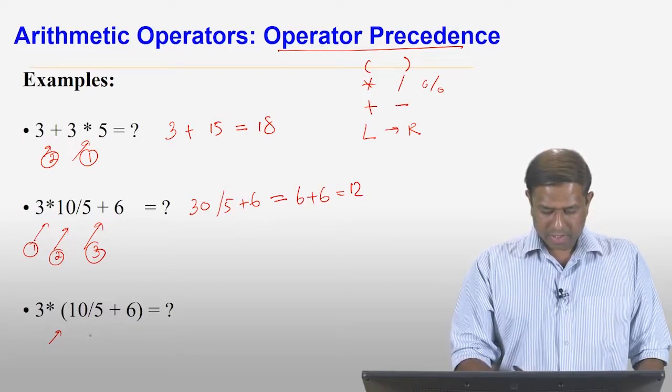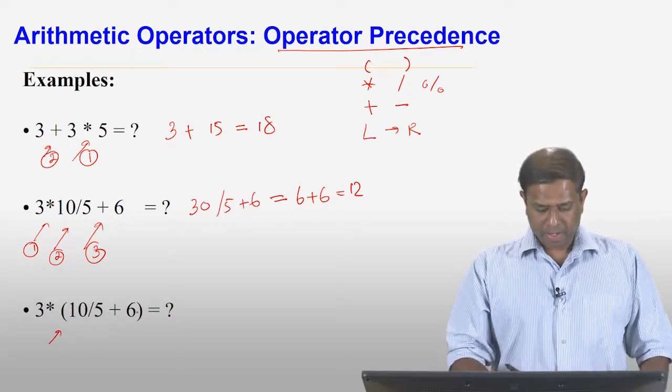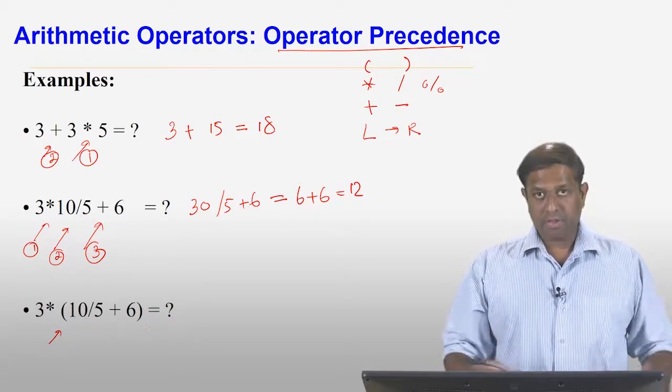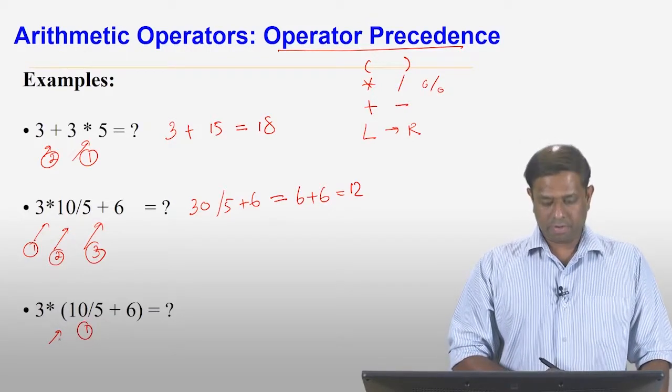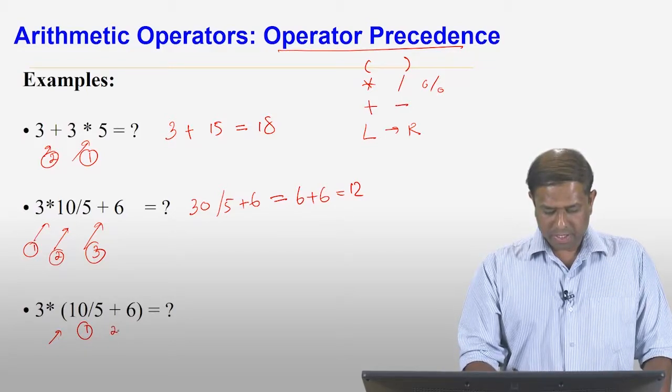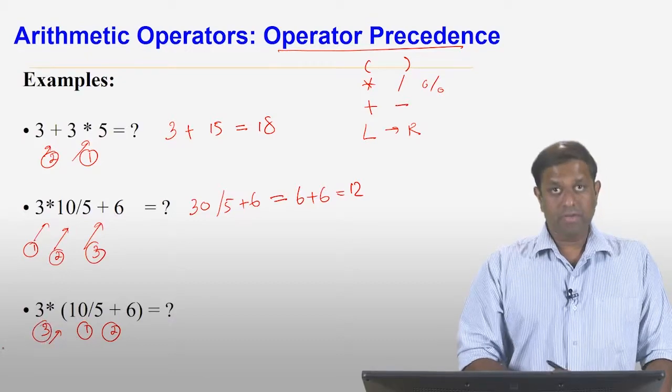In this case, we are going to perform what is in the parentheses first. Inside that we have the division and the addition. Now we apply the operator precedence rules to what is inside the parentheses. So this will be the first operation we perform, then this will be the second operation, and then this will be the third operation.